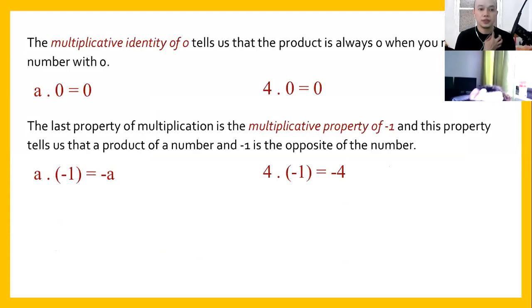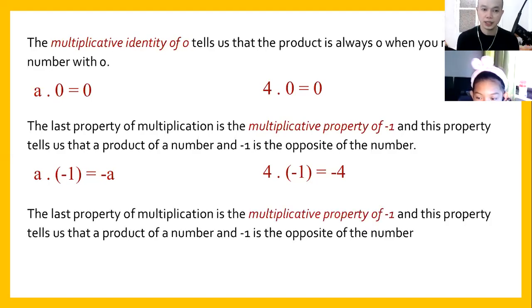Okay, so A times -1 will be negative A. The opposite value. Remember the opposite value, we use that in subtraction. We need that in step 2, right? You need the opposite value of something, so you use the multiplicative property of -1. Okay, the next one is the last property of multiplication.